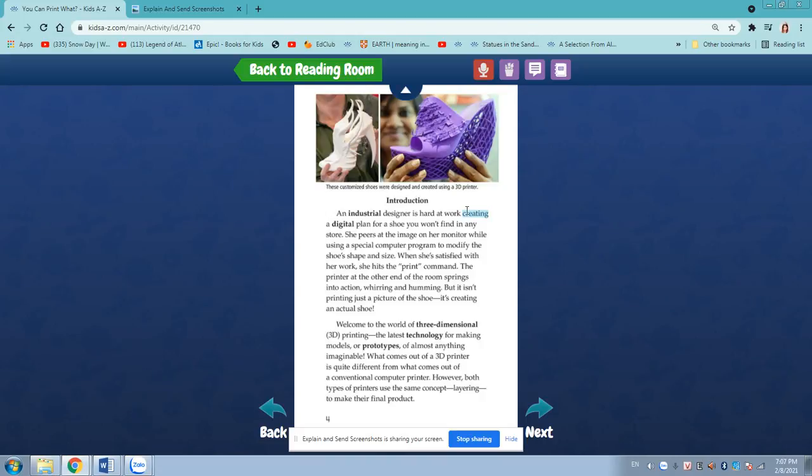Welcome to the world of three-dimensional, 3D printing, the latest technology for making models or prototypes of almost anything imaginable. What comes out of a 3D printer is quite different from what comes out of a conventional computer printer. However, both types of printers use the same concept, layering, to make their final product.